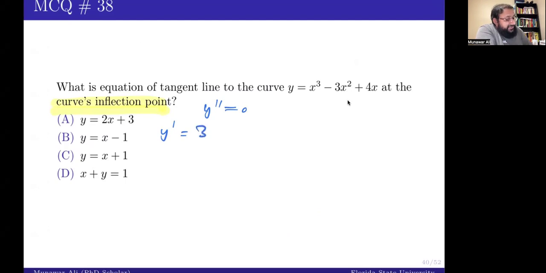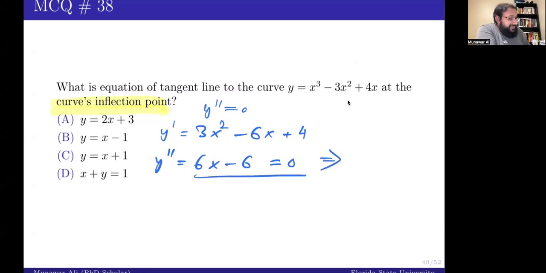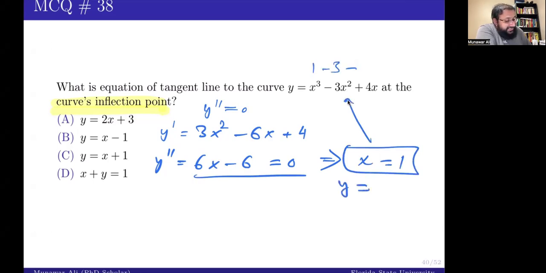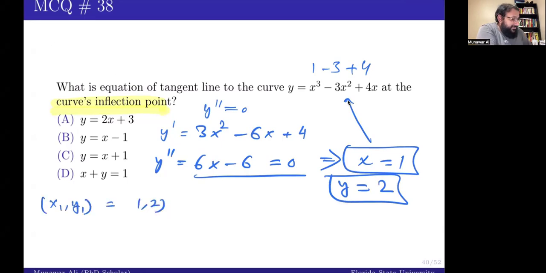So the first derivative is 3x squared minus 6x plus 4, and the second derivative is 6x minus 6, I'm going to set it equal to 0. So after solving this one, I will get x equals 1. You put x equals 1 here, you will get the value of y to be 1 minus 3 plus 4, so this is going to be 2. So this is basically the point (x1, y1) that we have, that is (1, 2).